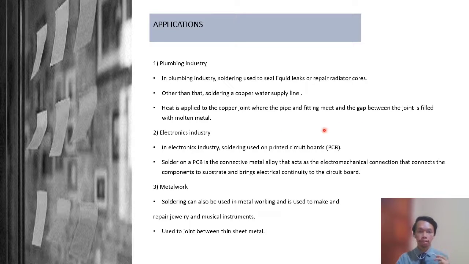For the electronics industry, soldering is used on printed circuit boards, PCB. Solder on a PCB is a connective metal alloy that acts as the electromechanical connection that connects the component to the substrate and brings electrical continuity to the circuit board. And the last application is metalworks. Soldering can also be used in metalworking to make and repair jewelry and musical instruments. It is also used to join thin sheet metal.